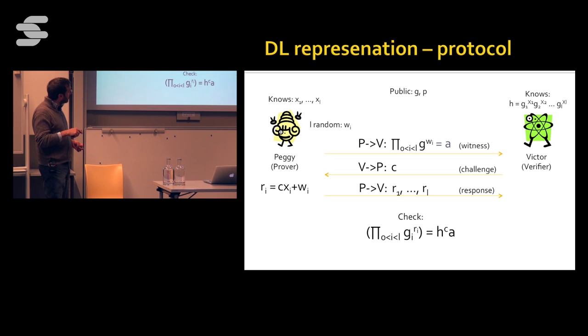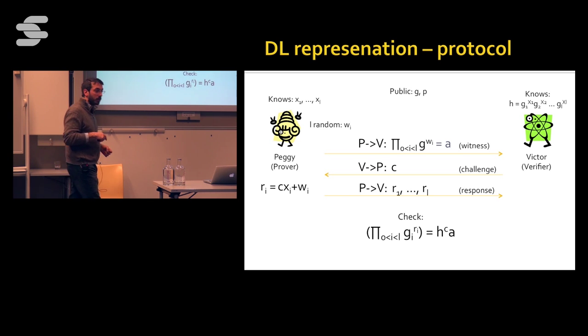And the checking that Victor does is quite similar to what we were doing before. So before we were doing G to the R, H to the C times A. Now we actually have many RIs here. So what we do is we produce GI to the RI and multiply them all together. So G1 to the R1, G2 to the R2, all the way up to GL to the RL. And that should be equal to HC times A.